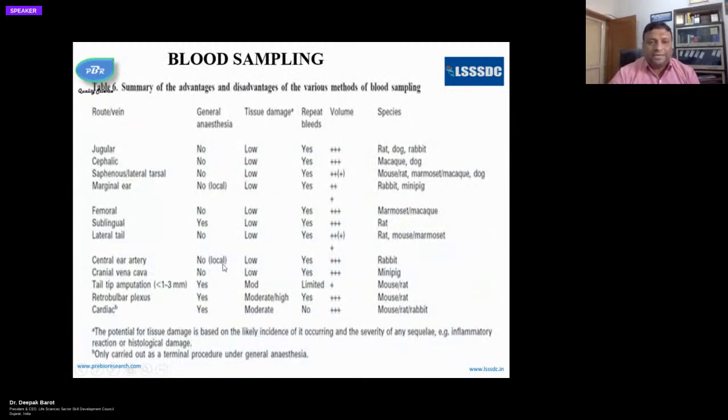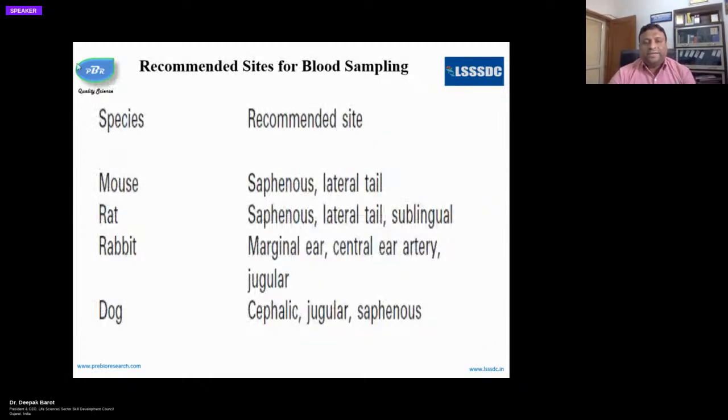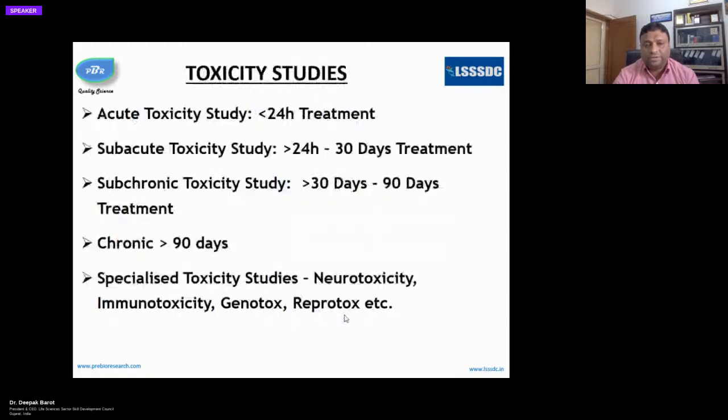What are the blood sampling sites? Basically, the routes: saphenous, marginal ear, again, it is for rabbits. Saphenous and jugular are for rodents. Jugular for dog is the most common one. So the recommended site, as I was mentioning, for mouse is saphenous or lateral tail. For rat, saphenous, lateral tail and sublingual. Just below the tongue also, you can put a glass capillary and you can get a few drops of blood. Rabbit, ear is the best site, marginal ear or the central ear artery. For dog, it could be jugular or saphenous.